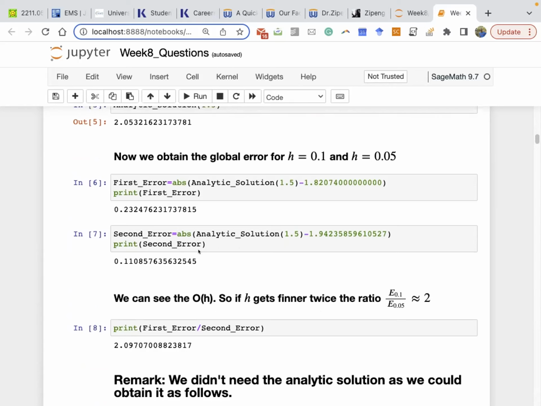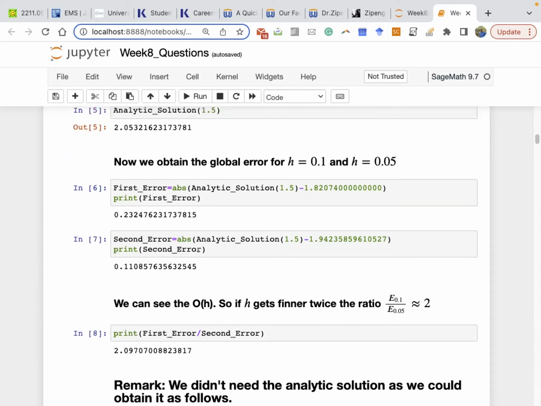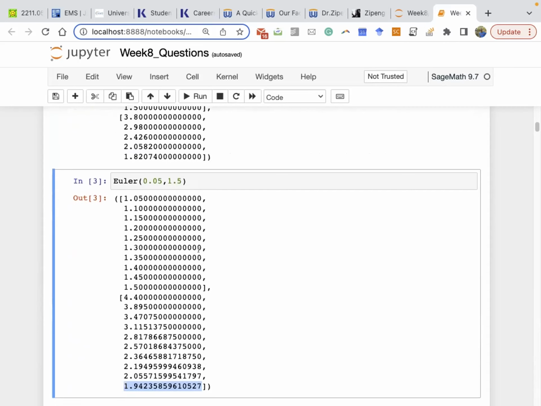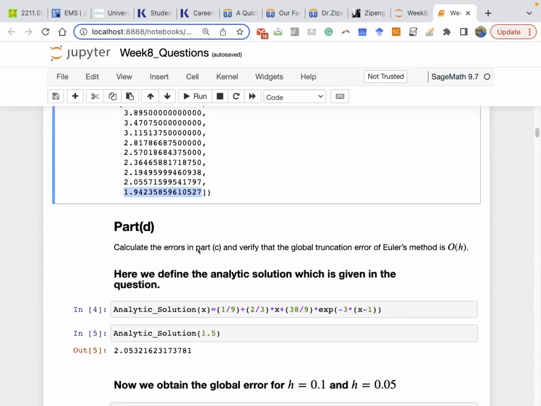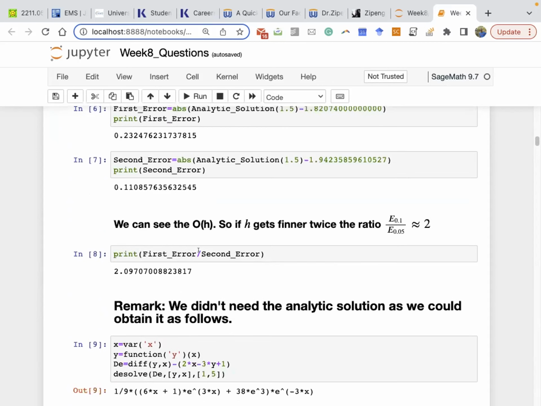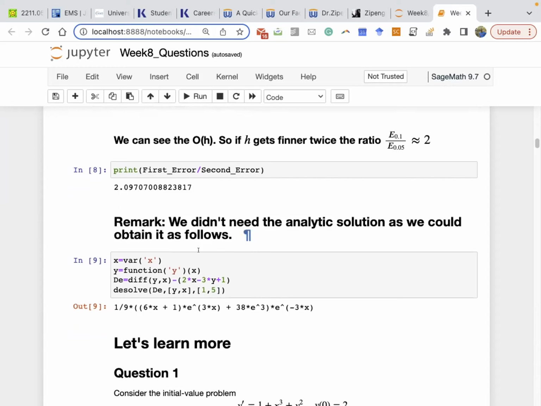Page 110. First error, what is that? The absolute value of the analytic solution minus, where did I get this 1.807 from here? See here. Now, I've got this one as well. So the difference of them is this guy, 0.23. The difference of this one and the final step, y of 500 at the point 1.5, is this guy. Okay, so the ratio will be 2. The ratio is this guy.